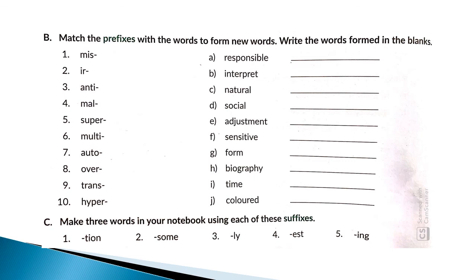The last exercise here, make three words in your notebook using each of these suffixes. Opposite to prefixes, suffixes are added at the end of the word and they are used to form new words. So the suffix here is tion, shun, and three words that we can create by using this suffix are production, prevention, preparation. Similarly, you will use the next four, some, ly, est, ing, and make three new words each.